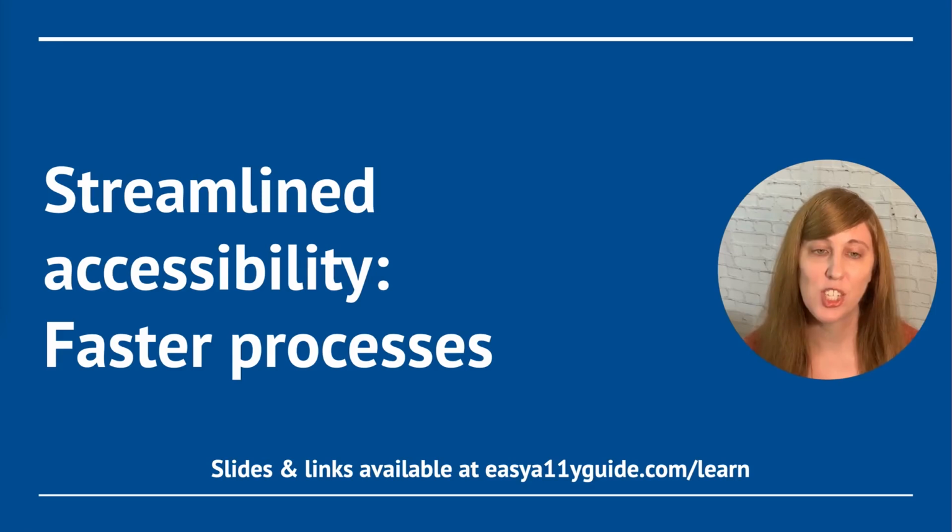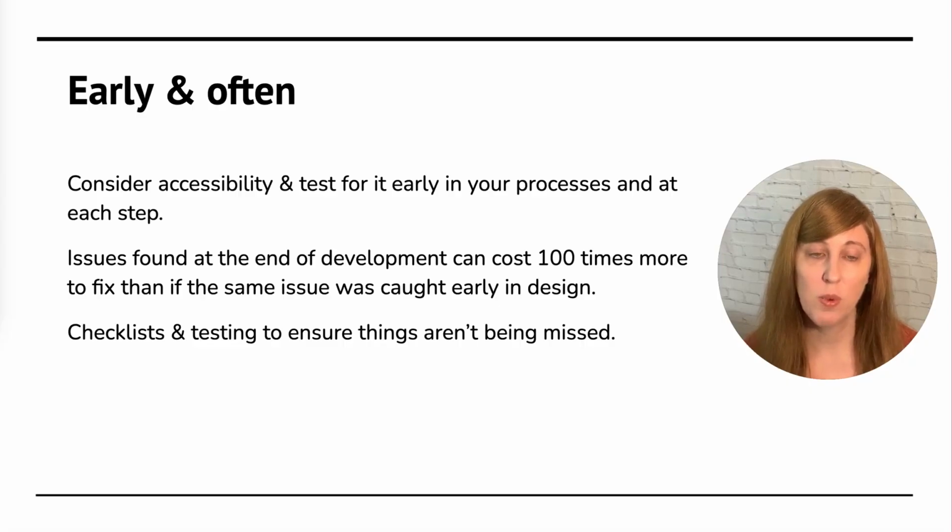Streamlining accessibility and incorporating it into the processes within your agencies. You want to incorporate accessibility early and often. You want to consider it at each step in your processes and make sure to test for it. We found that issues that aren't discovered until the end of development can cost 100 times more than if the same issue was found in design. It's really important to work on your checklists and your testing to make sure that things aren't missed.